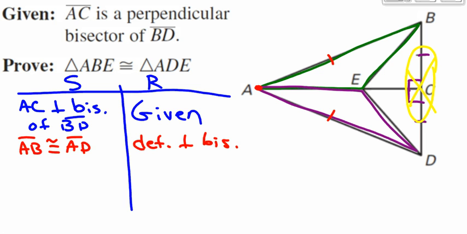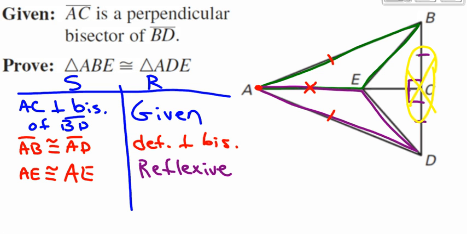All right, so I have one side. Let's go ahead and list our reflexive property. AE is congruent to itself. Okay, and that is going to be reflexive. Now I need one more thing.